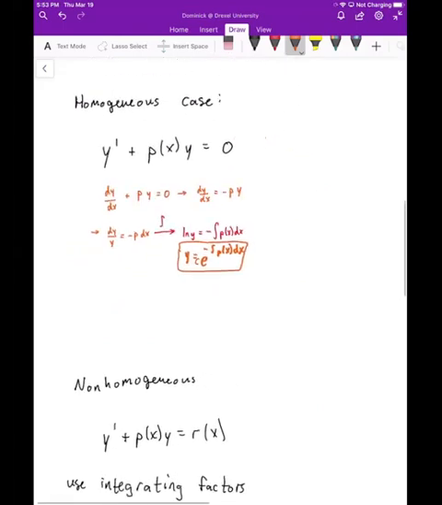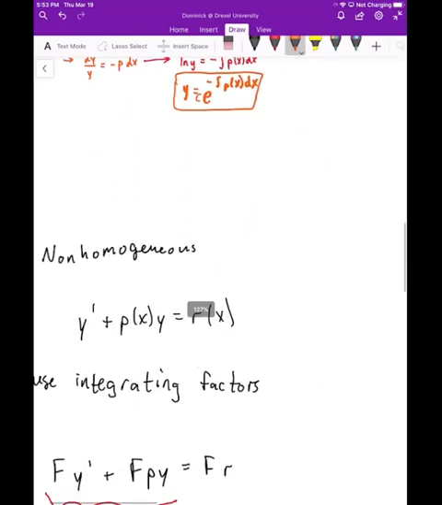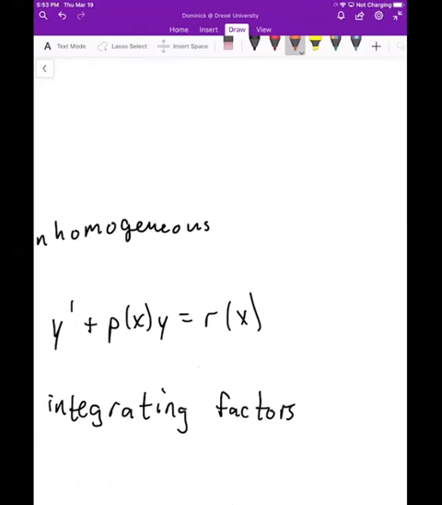So what I'm more interested in is the non-homogeneous case. Now what if you have your r of x, which in this case we're now considering not equal to 0?